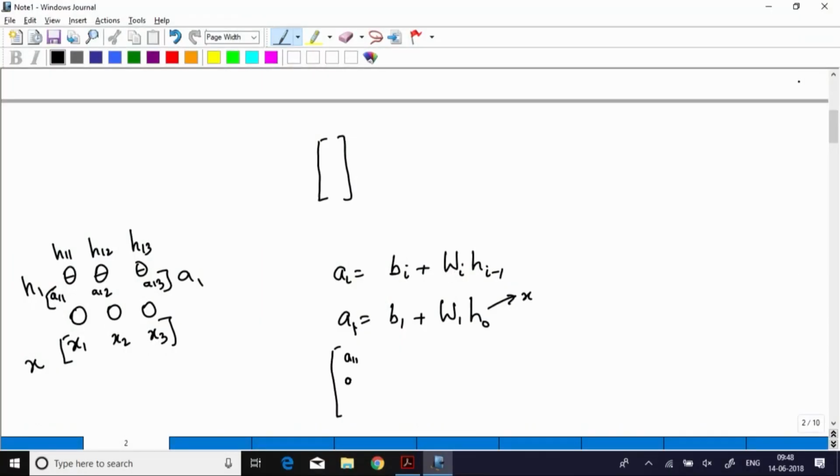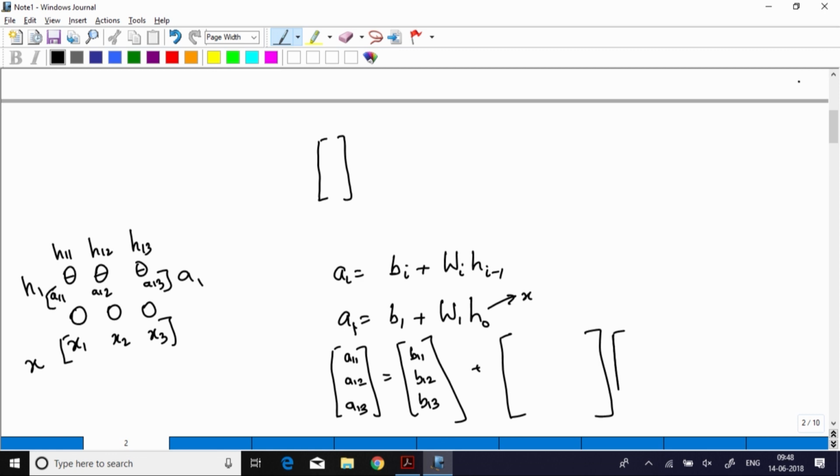So what this equation is actually telling you is the following. Instead of H0, I'll just call it x, right? Is that fine? Everyone okay with this? Now what are the entries in the matrix? Can you tell me? This is the W1 matrix. What are the entries in this matrix?